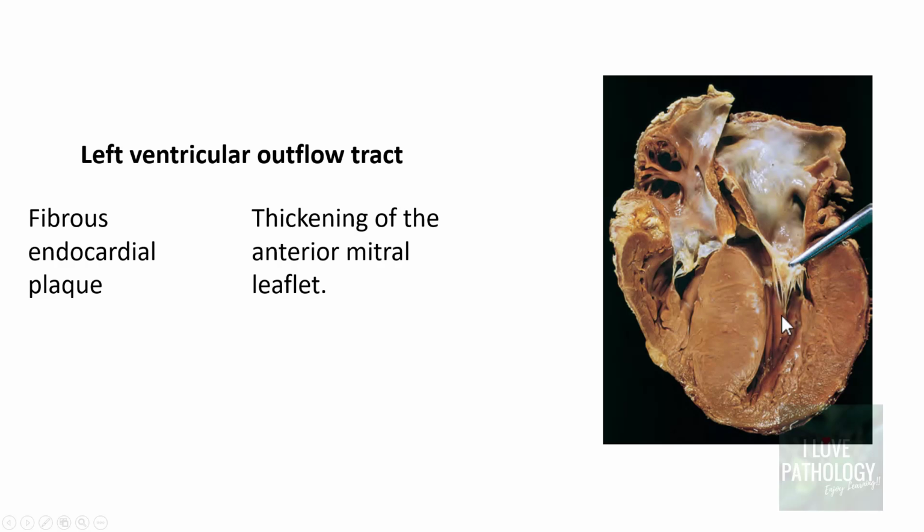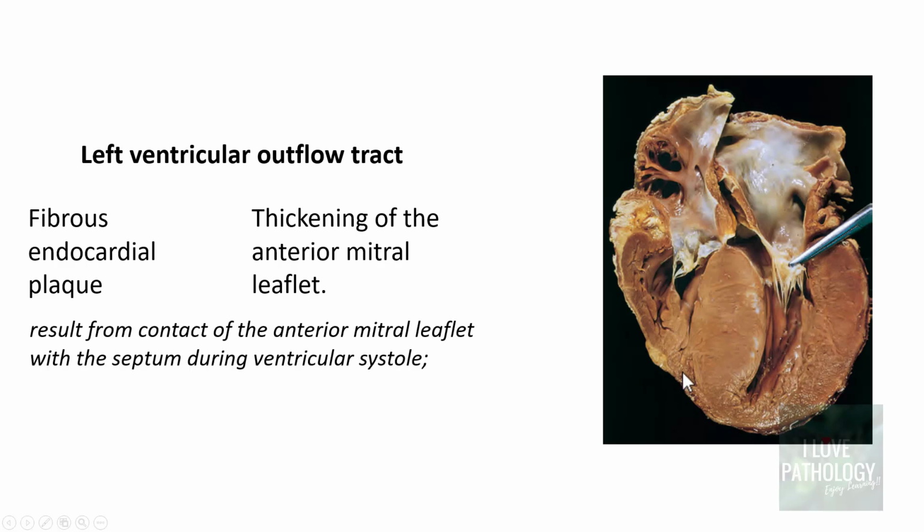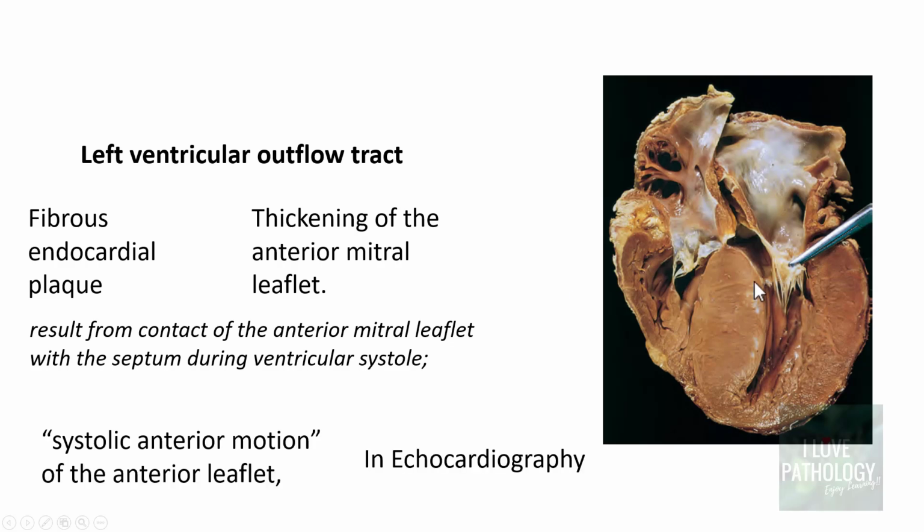Also, you can find thickening of the anterior mitral leaflet. The reason for that is because of the contraction of the left ventricular wall, the anterior leaflet frequently touches the endocardium at the left ventricular outflow tract during ventricular systole. Because of frequent touching of this anterior mitral leaflet with the septum, these two manifestations, the fibrous endocardial plaque as well as thickening of the anterior mitral leaflet, will be seen. Okay, and this is the reason for the characteristic systolic anterior motion of the anterior leaflet in echocardiography.